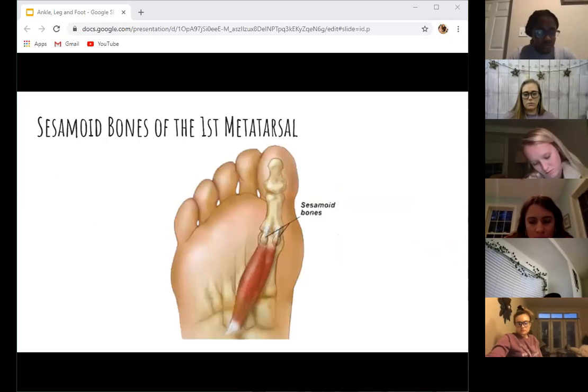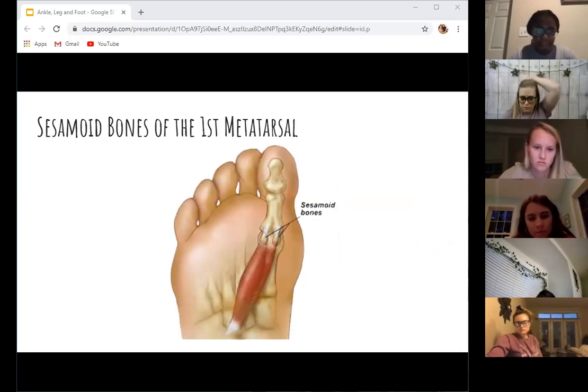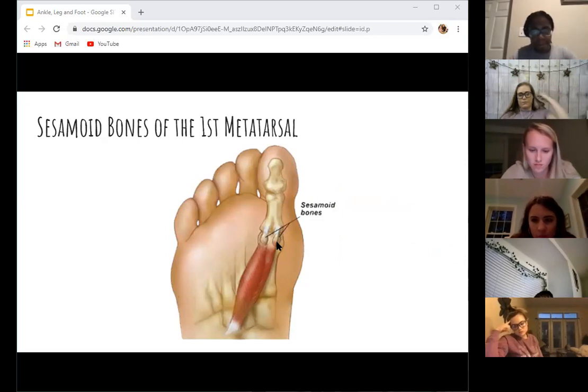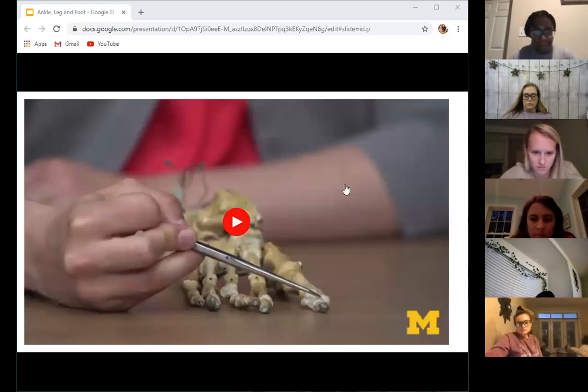There's also sesamoid bones located in the area of the first metatarsal. So these are going to be located along that plantar surface of the first metatarsal, and they are embedded in the tendon of your flexor hallucis brevis. So we talked at the beginning of the semester about the few sesamoid bones that are located throughout the body, and these are the final 2 that we will touch on. And here is our video for the skeletal of the foot.